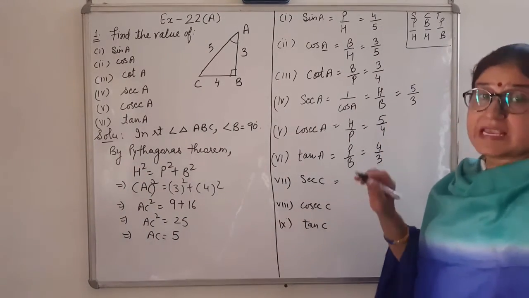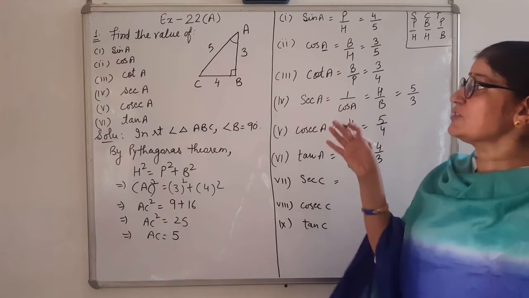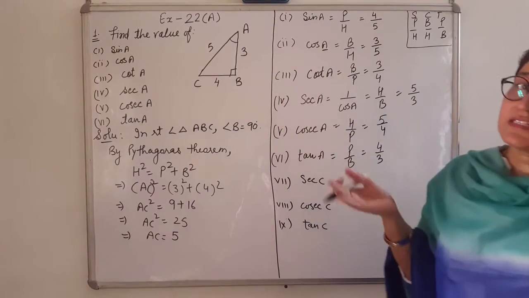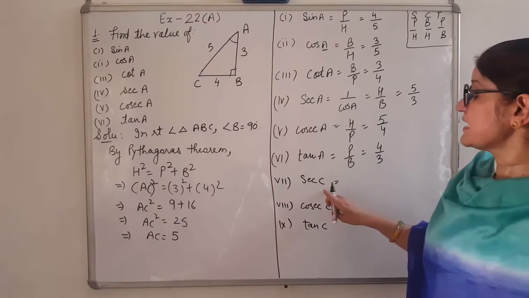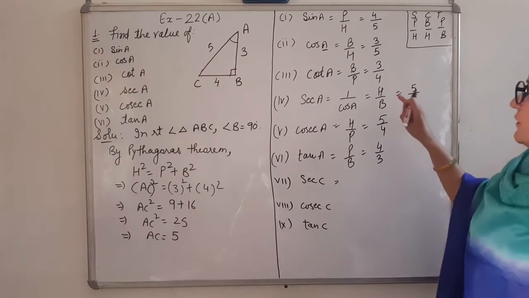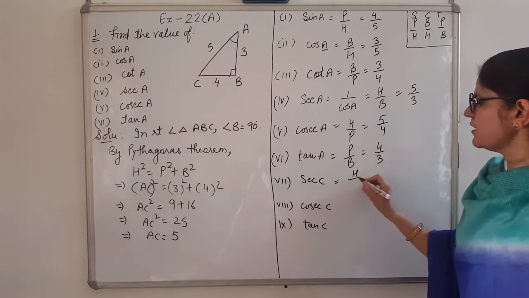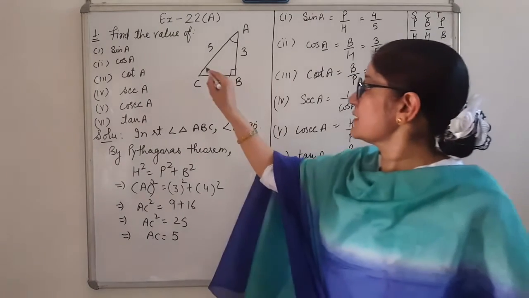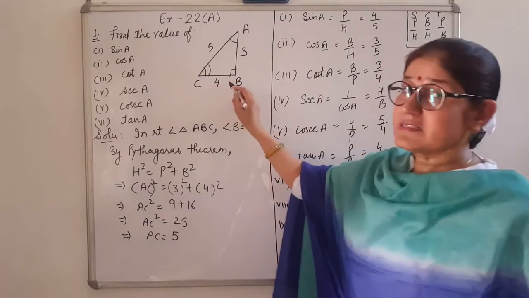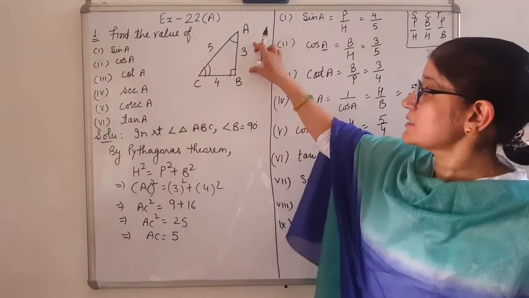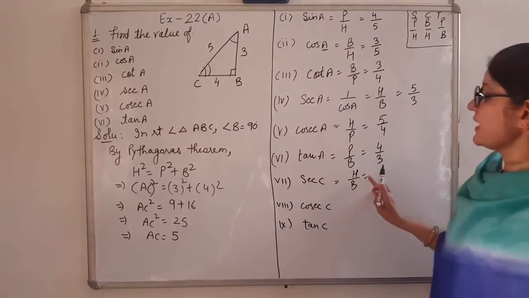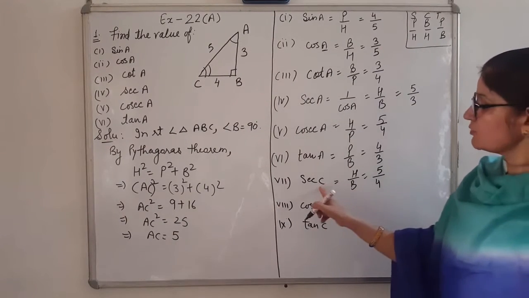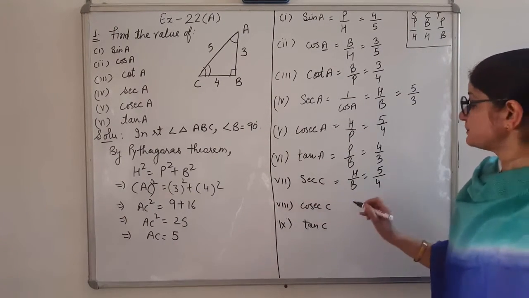If the angle is changed, I told you, then automatically the perpendicular and base will change their place. Now secant C, same H over B. So what do you think? Will the answer come the same? No. Now this is our angle. The adjacent side is base. This is hypotenuse. So H is 5, base is 4. According to this angle it is changed.